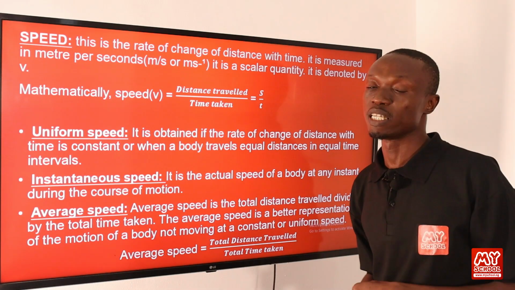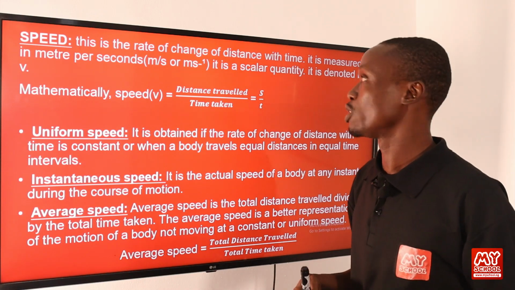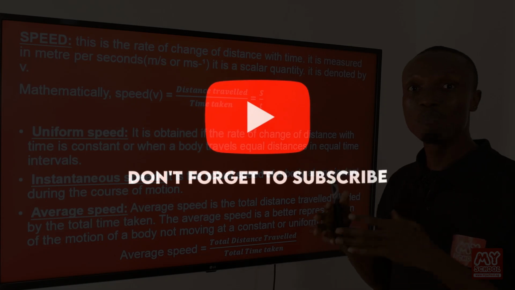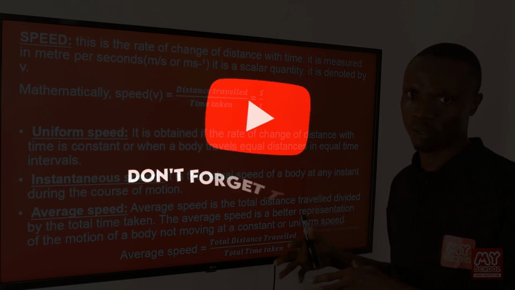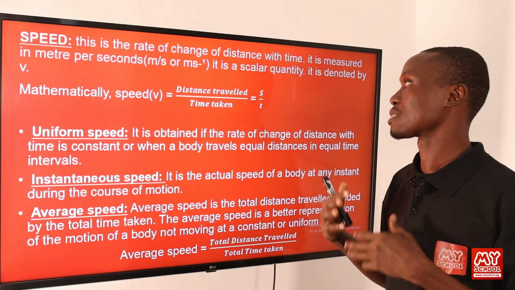Okay, and the next one is speed. So what is speed? Speed is simply the rate of change of distance with time, right? Now, speed is measured in meter per second. That is the basic unit of speed, meter per second.